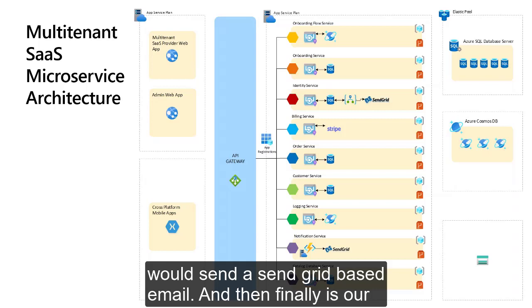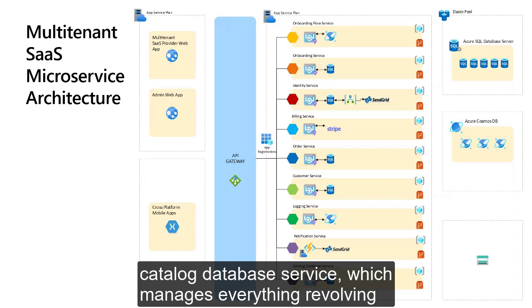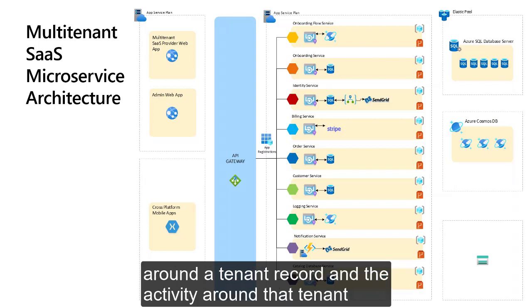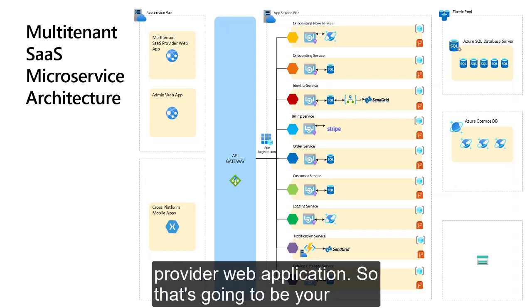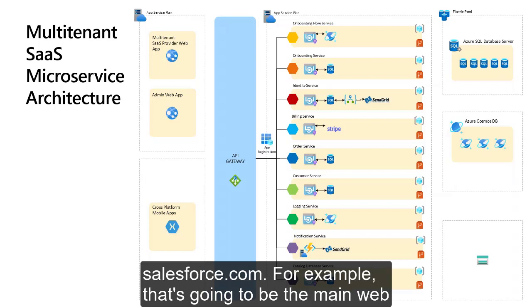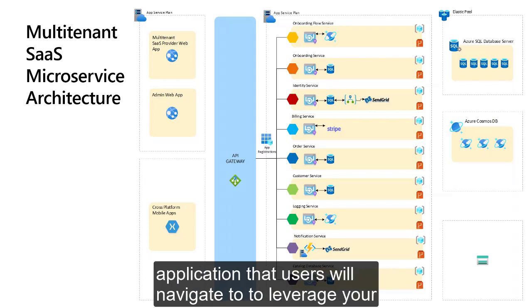And then finally is our catalog database service, which manages everything revolving around a tenant record and the activity around that tenant itself. On the left side are our clients, a multi-tenant SaaS provider web application. So that's going to be your Salesforce.com, for example. That's going to be the main web application that users will navigate to, to leverage your SaaS service.